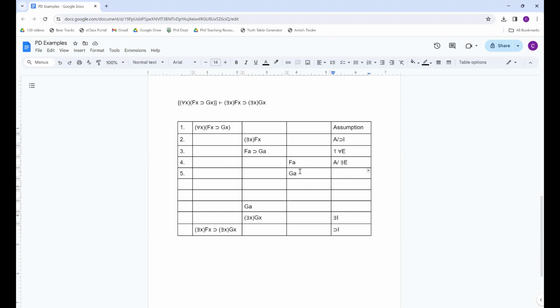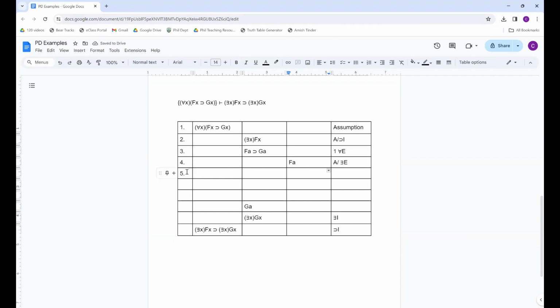Then we're going to run into a problem because the A here is the constant that we introduced in this assumption, which means that existential elimination won't allow us to pull it out of this subderivation. We can't actually use existential elimination to get the GA out of here. So that's not going to work, right? Deriving GA inside this subderivation isn't actually going to work.